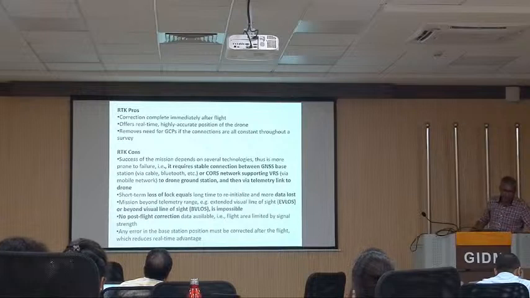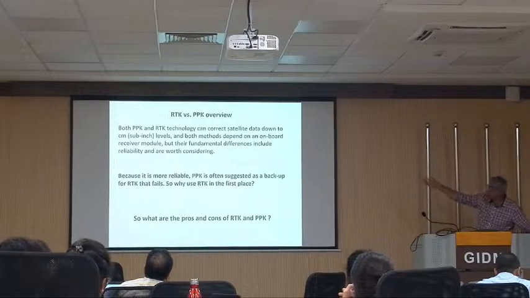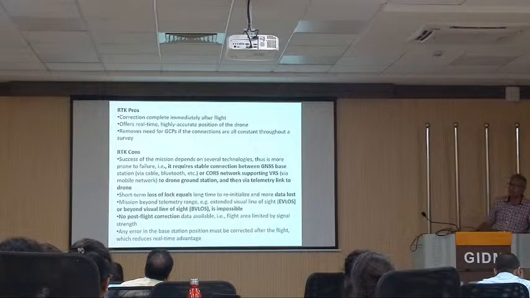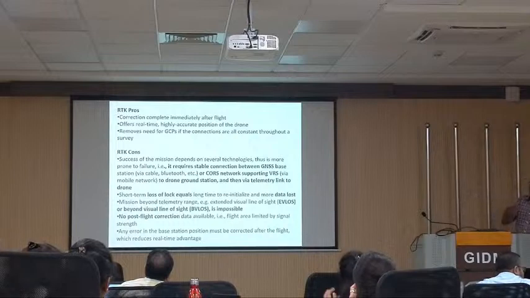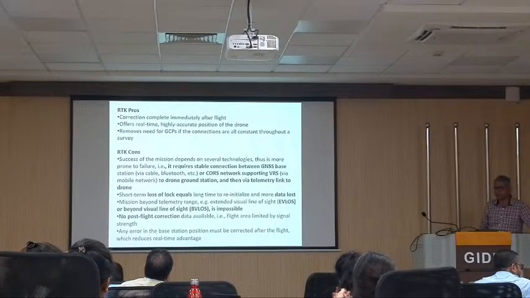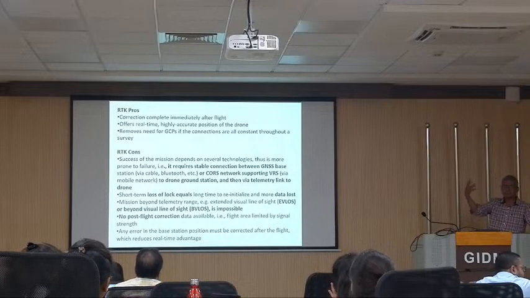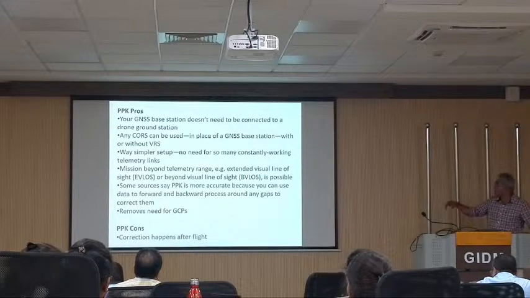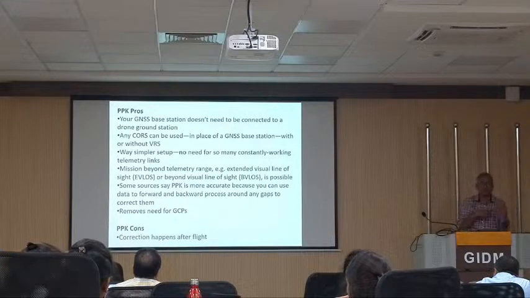So RTK and PPK drones, I have already given you an overview about this. It says the same thing. PPK drone is more suggestive, because you can rectify things in post processing as well. In an RTK drone, if you have missed some data, then you will have to redo everything, because you cannot rectify or modify it in post processing. And PPK can work beyond visual line of sight, and RTK, since it needs to be connected, has to be in visual line of sight.